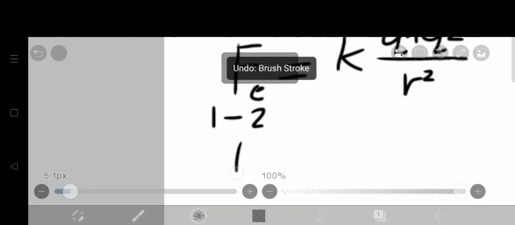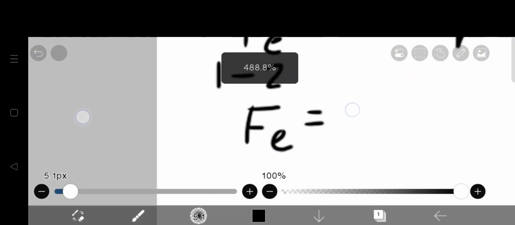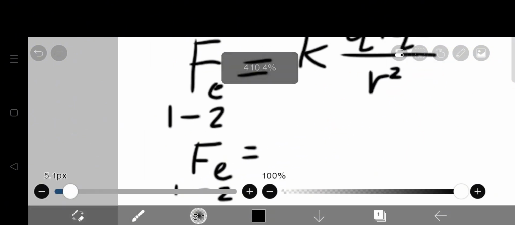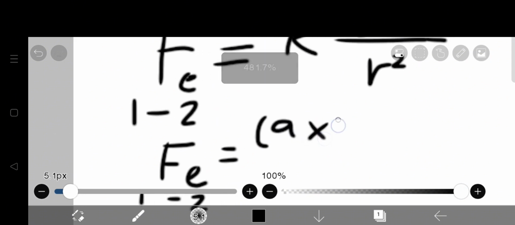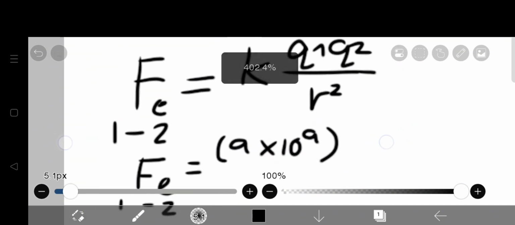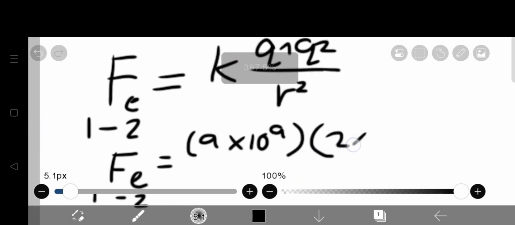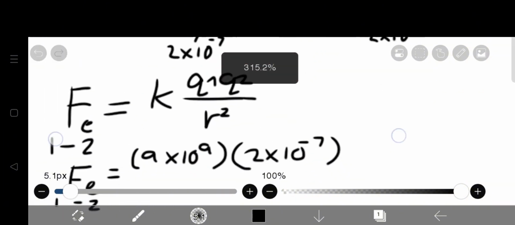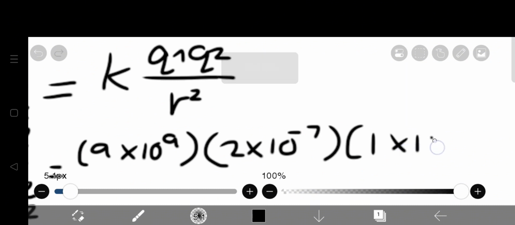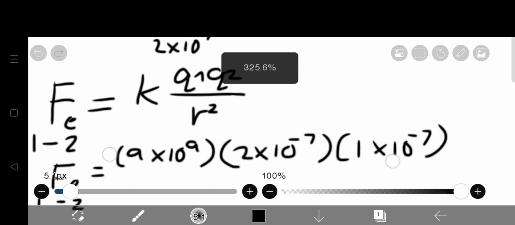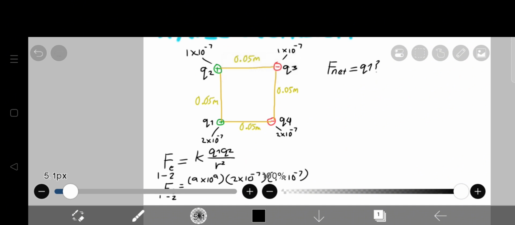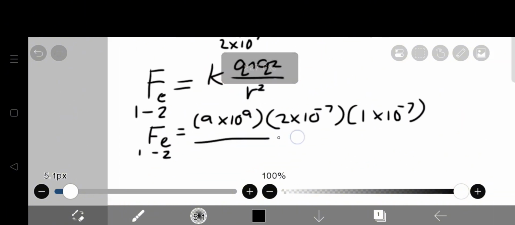So, that would be Fe is equal to the Coulomb constant, which is 9 times 10 raised to 9. Then the value of Q1, that would be 2 times 10 raised to negative 7. And the value of Q2, which is 1 times 10 raised to negative 7. Over their distance squared. So, ano ba yung distansya ng Q1 and Q2? That would be 0.05 meters. So, isi-squared natin yan sa ibaba.